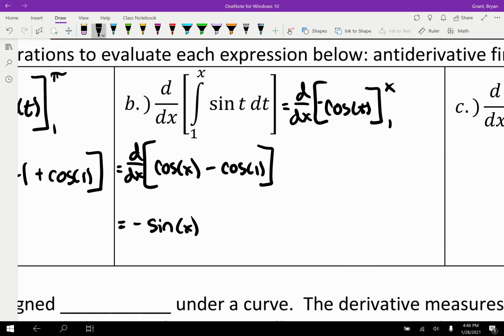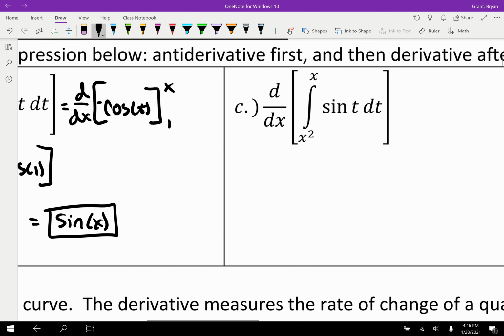So this should be negative cosine. So this becomes negative cosine of x plus cosine of 1. There we go. And then the derivative of negative cosine is positive sine, and the derivative of cosine of 1 is still 0. And so we end up with sine of x. Awesome. Last one.